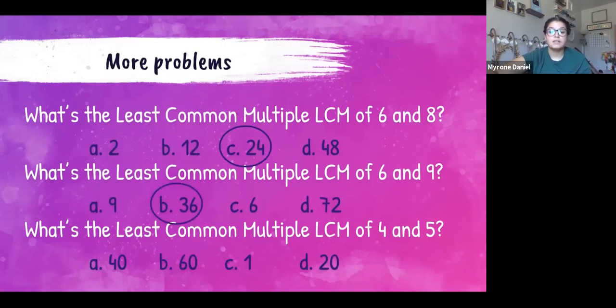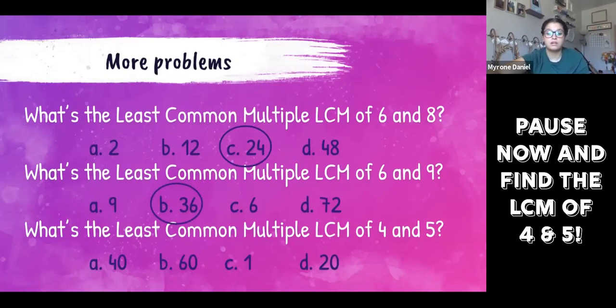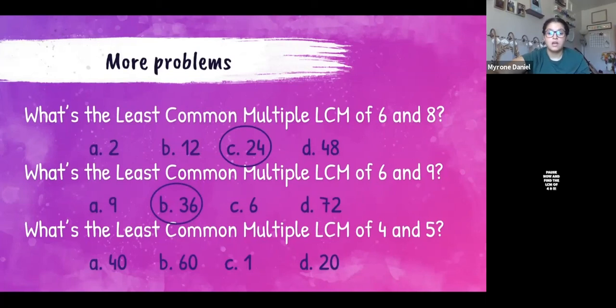So what is the least common multiple of 4 and 5? A 40, B 60, C 1, or D 20? Pause the video to work out this problem, and then we'll come back with the final answer. Okay, so if you said D, 20, you are correct.